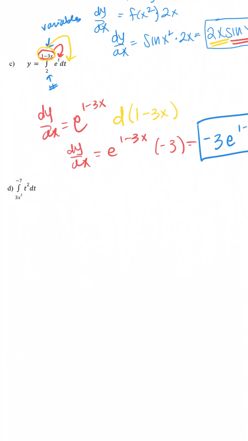First thing I notice is that I've got my number on the top and the variable on the bottom. That's a problem. So I want to reverse this, put the number on the bottom and my variable on the top. What does that do to my integral? It should make it negative.